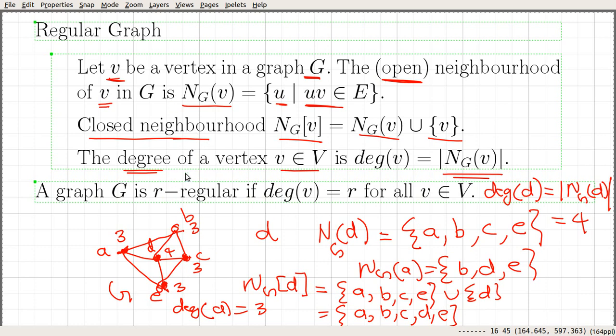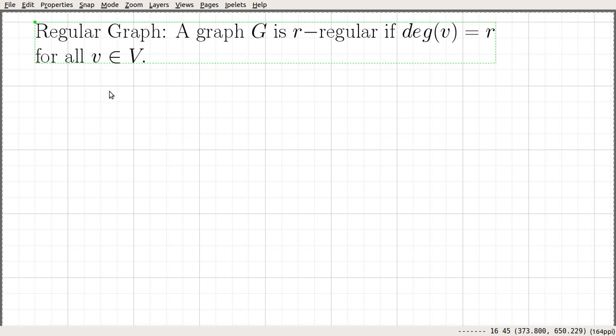Once we have the definition of the degree, we can define what is called a regular graph. A graph is said to be r-regular if the degree of each vertex is equal to r. It is true for all v an element of capital V. A graph is said to be regular if the degree of each vertex is the same. In general we call a graph r-regular if the degree of each vertex is equal to r. Let's look into some examples.